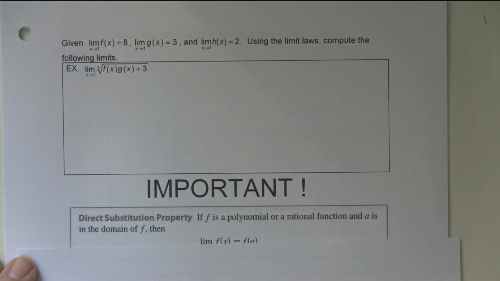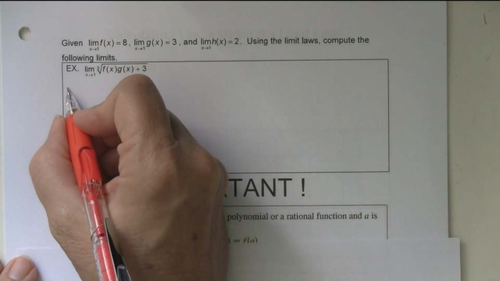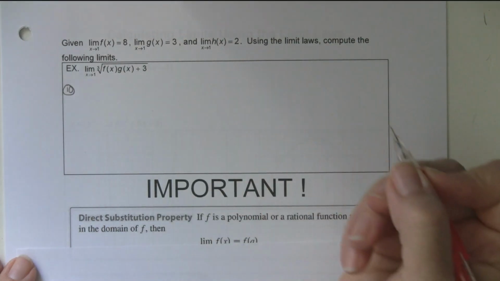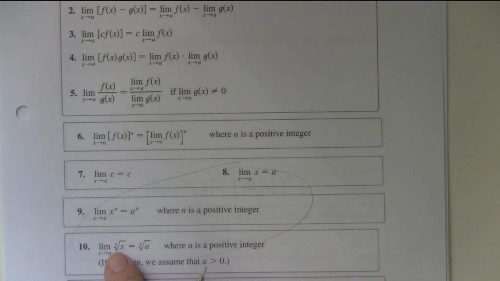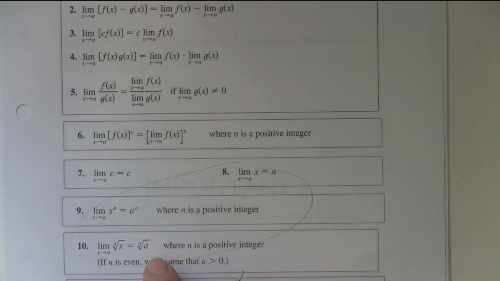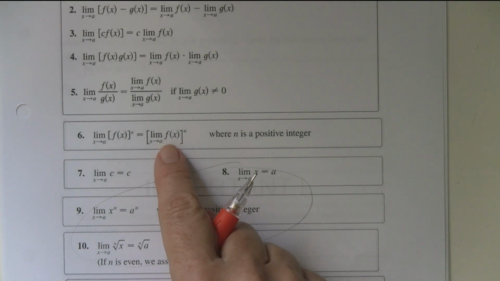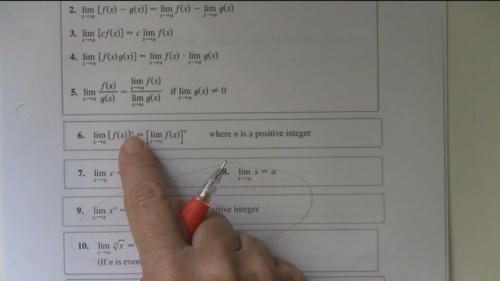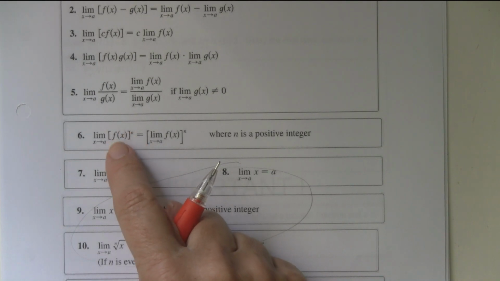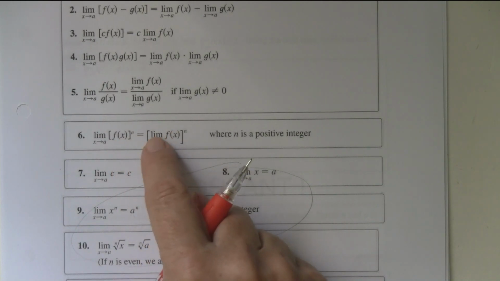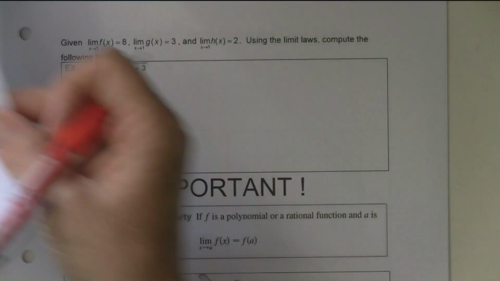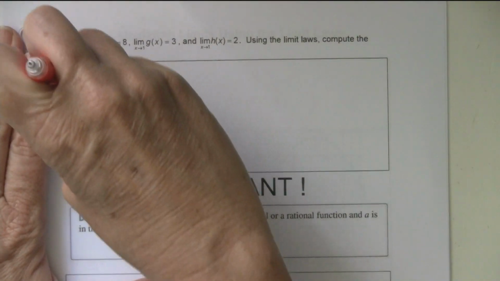So the first thing that I would like to use is law number 10. So I'm going to put a 10 here. Oh no, it wasn't number 10 that I wanted to use. It was number 6 that I wanted to use. I'm going to write my root as an exponent, and then I'm going to apply it to the outside of the limit. I can't say that very well. So this is not really 6.